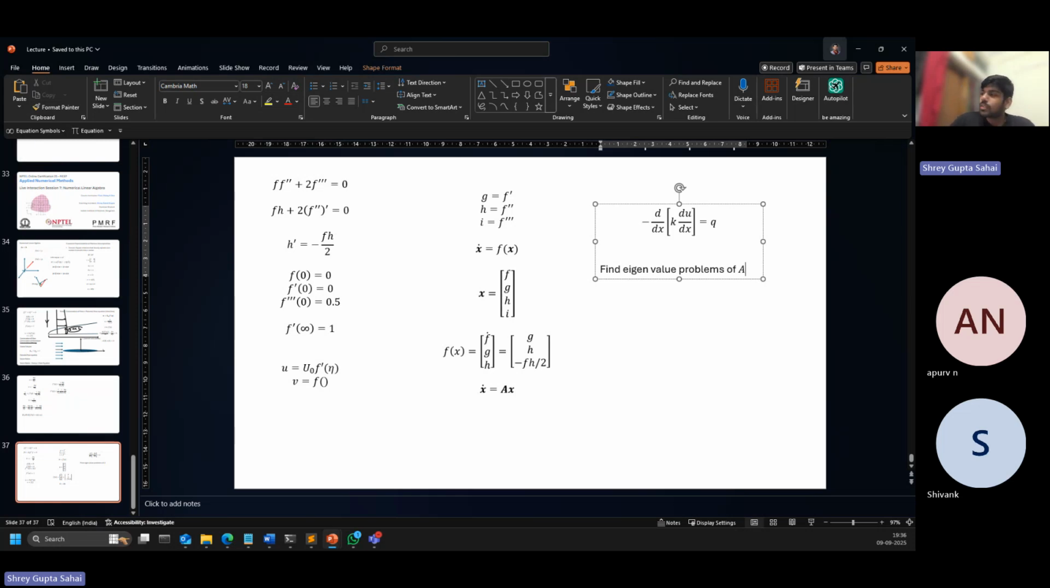Because this can also be an eigenvalue problem: find the eigenvalues of A. This is also an eigenvalue problem. Are you trying to ask me that? I can go ahead and tell you what eigenvalues are. Eigenvalues are only defined for tensors or square matrices.